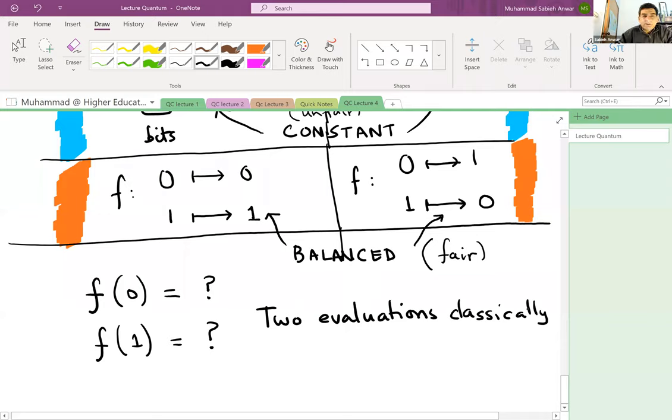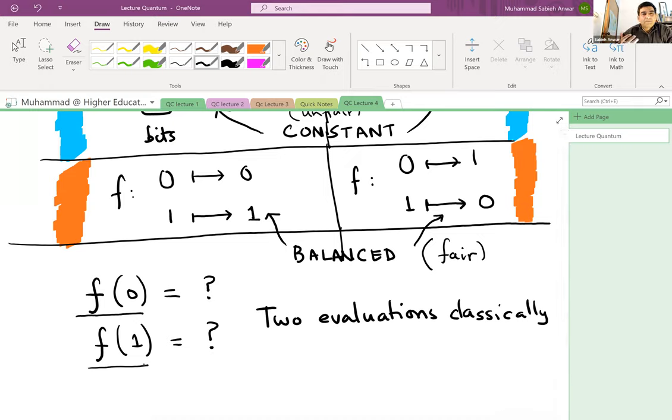I cannot determine in one go by one evaluation whether the function that I'm talking about, f, is balanced or constant. I promise that the function is either balanced or constant, but in order to find out the answer to this promise, I need to do two evaluations. Okay, first I need to find what happens when f acts on 0 and what happens when f acts on 1. So is this clear?